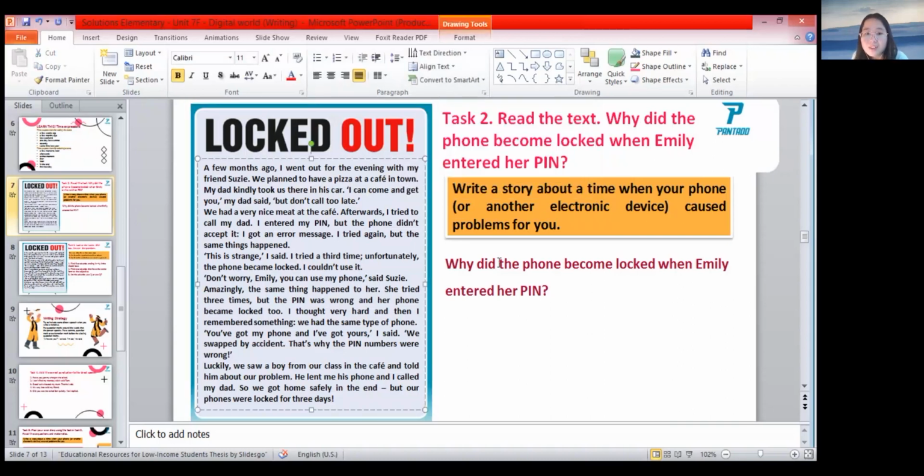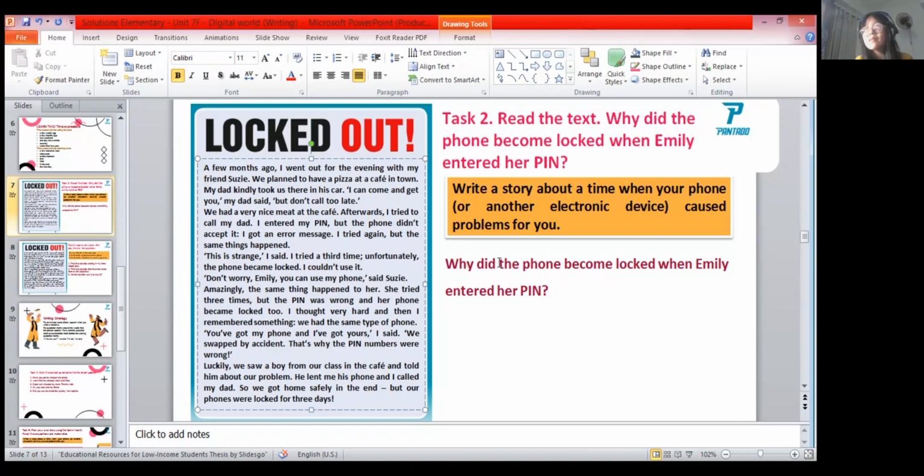Can you read for me? I want you to read out loud. Yeah, read out loud. Okay. A few months ago, I went out for the evening with my friend Susie. We planned to have a pizza at the cafe in town. My dad kindly took us there in his car. I can come and get you, my dad said, but don't call it too late.